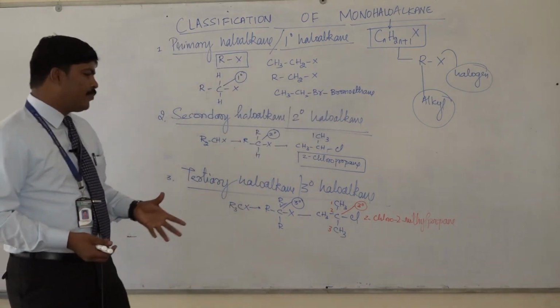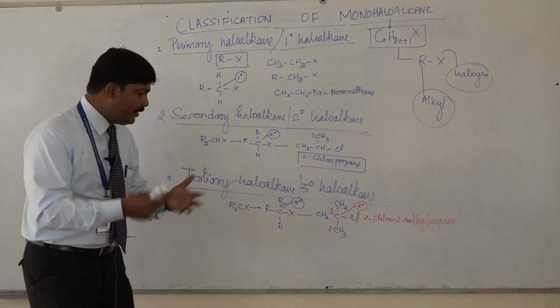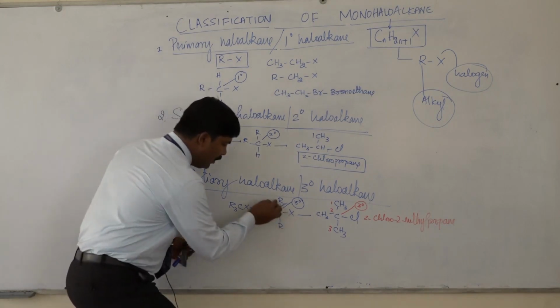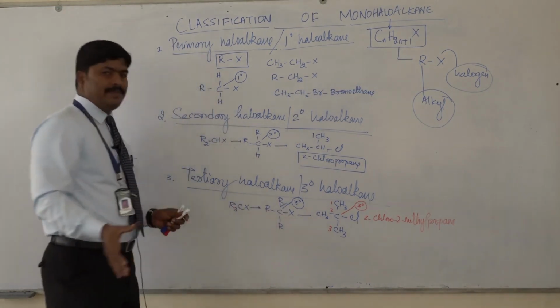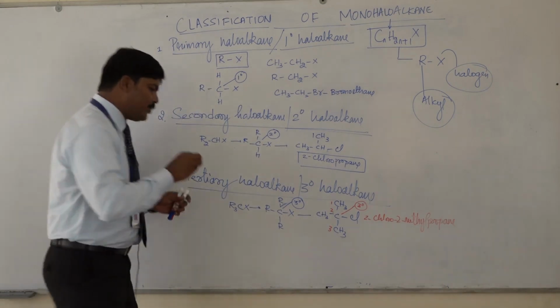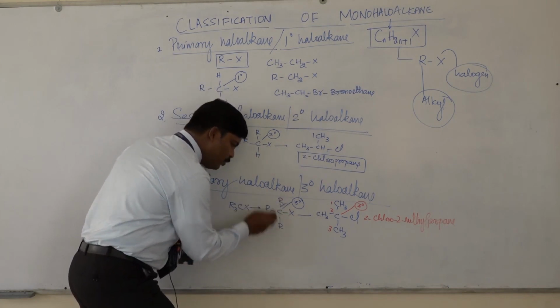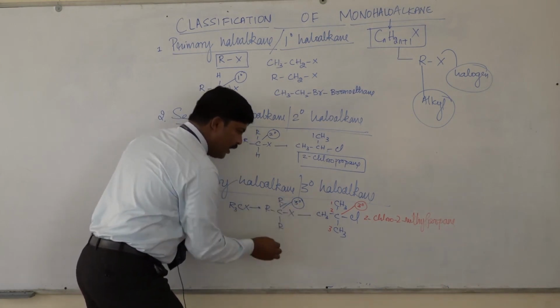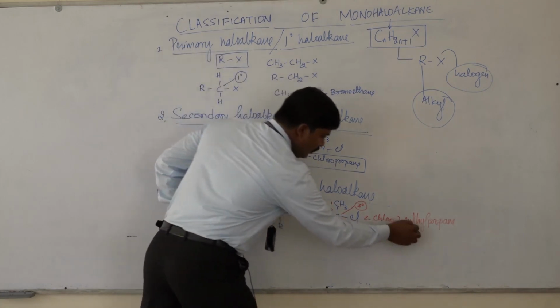What is tertiary? Tertiary is again only one halogen, but see where it is bonded here. It is bonded to 3 R, that is R3CX. The carbon has no replaceable hydrogen atom, that means it has no hydrogen at all. R is there, the carbon is bonded only to carbon, X is there, a tertiary carbon. Therefore, I can give an example here, that is 2-chloro-2-methyl propane.